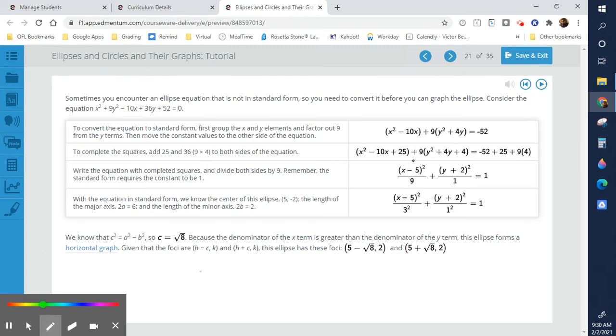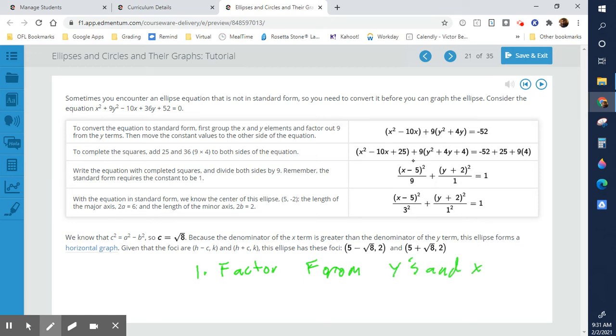So first it's factor from y's and x's. So x squared and y squared have no coefficients. So you want to do that. That's your first step, is factor. So you have nothing in front of the x squared and nothing in front of the y squared. This parentheses doesn't matter because we're going to distribute that.